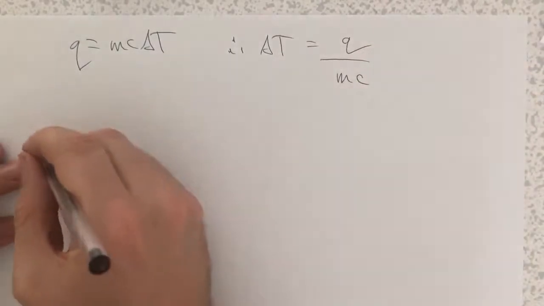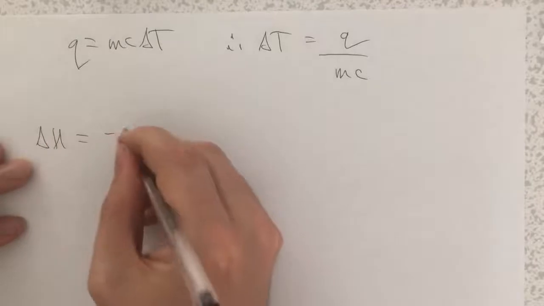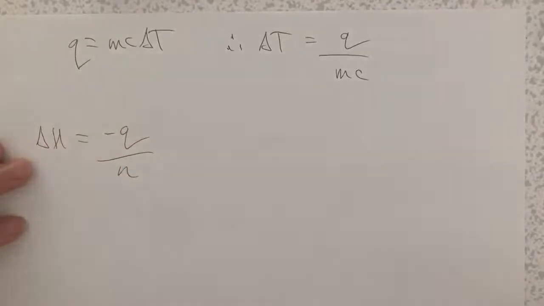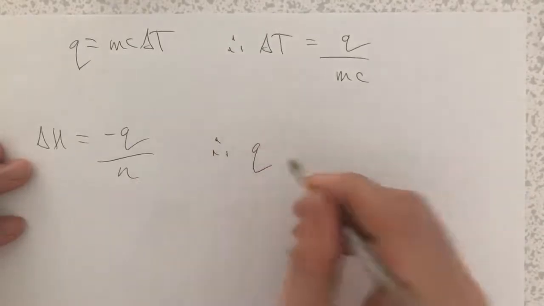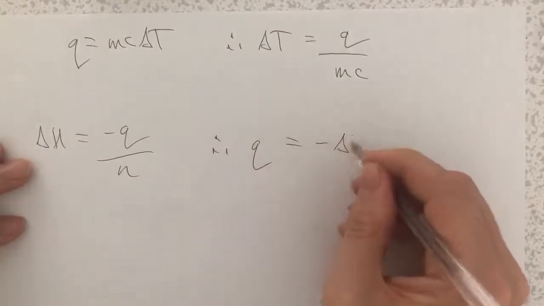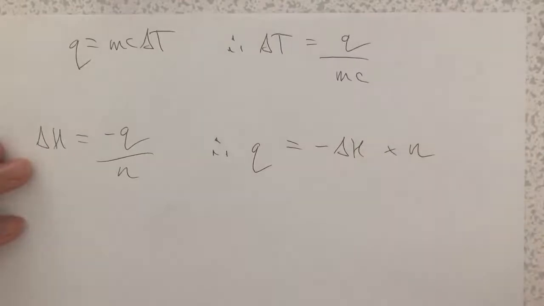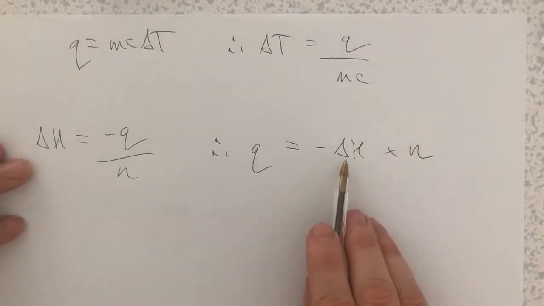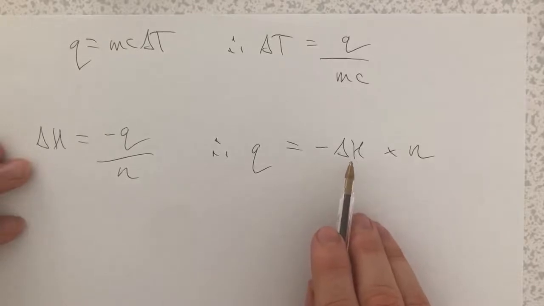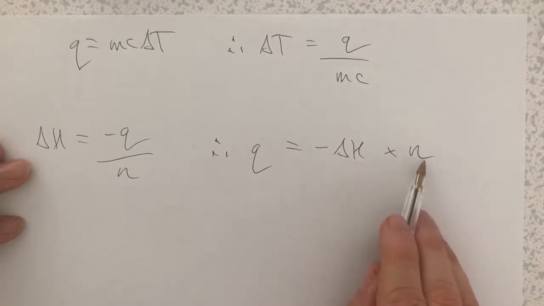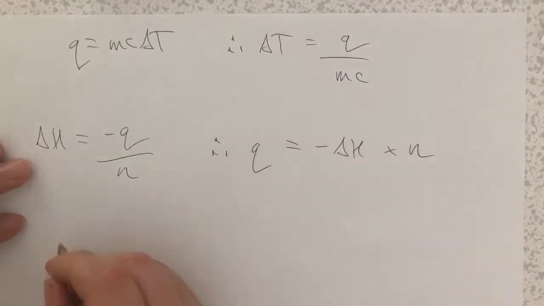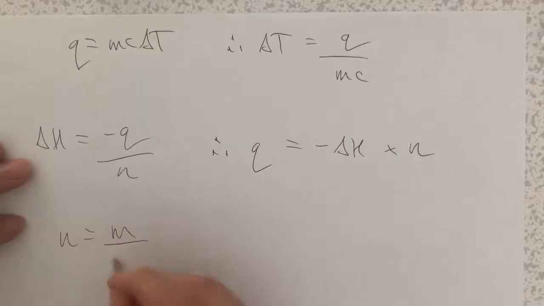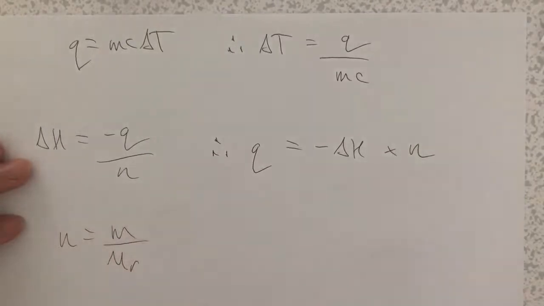Well, we also know that delta H equals minus the heat over the moles. So rearranging that, your heat equals minus delta H times by the moles. You are given the delta H in the question. It tells you the enthalpy of combustion is minus 1367. You're not directly given the moles, so we're going to need another equation, moles equals mass over Mr.